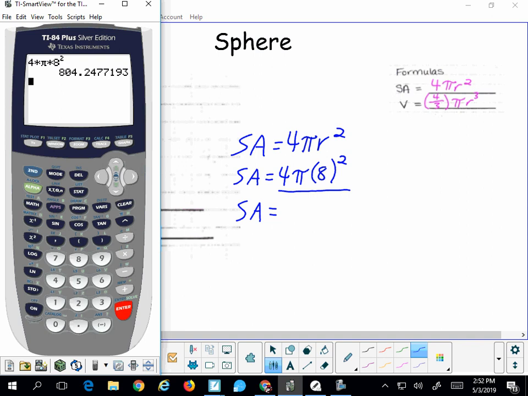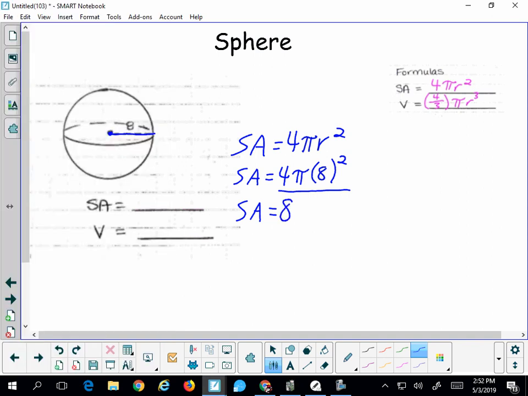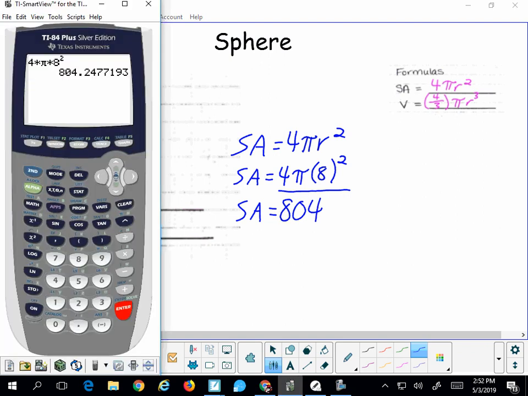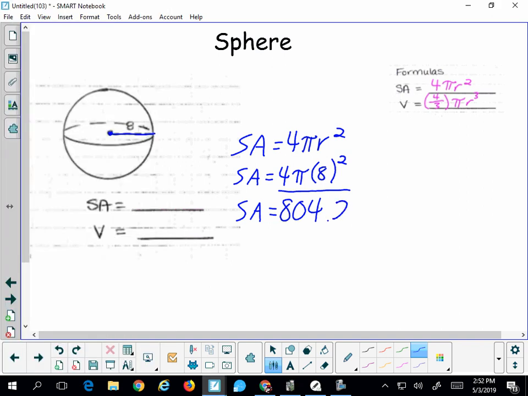So we get a surface area of 804. I don't remember the decimal. 804.24. Okay, so that would be our surface area of our sphere. There's no units on it. Again, if there were, remember everything with area is units squared. Okay? So that's our surface area of the sphere.